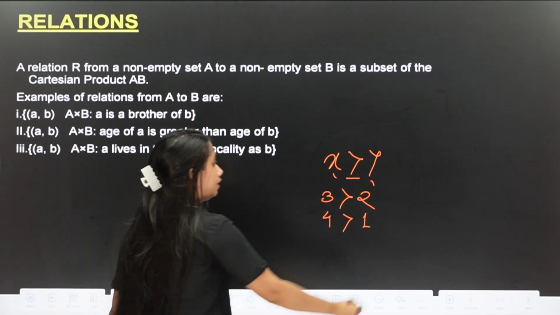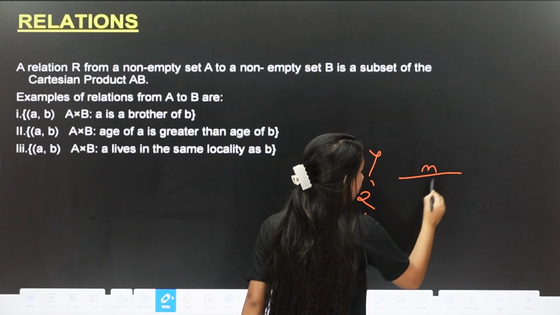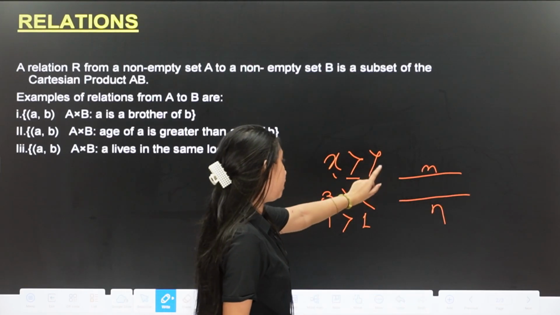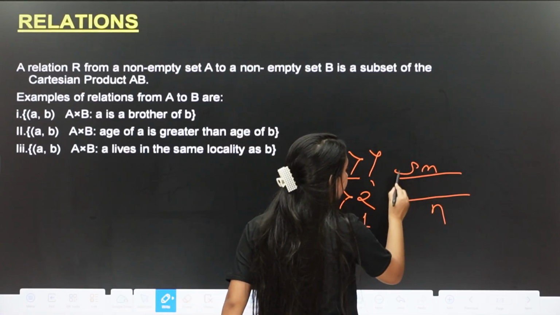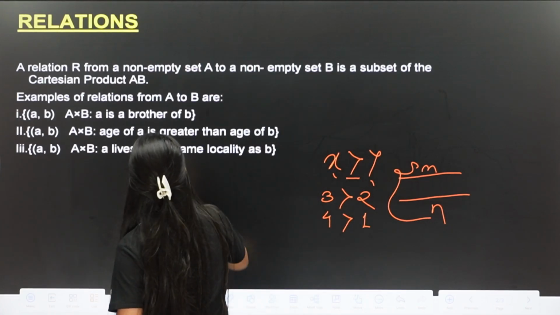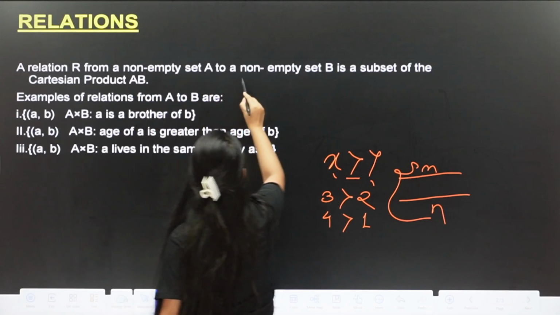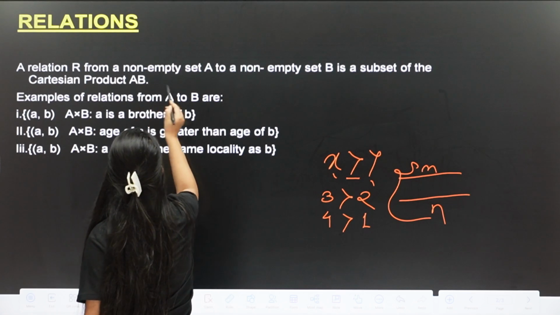Again, for example, a line M is parallel to a line N. That is, the lines M and N are parallel to each other, which is the relation between the lines M and N. So, in mathematics, a relation R from a non-empty set A to a non-empty set B is a subset of the Cartesian product A cross B.